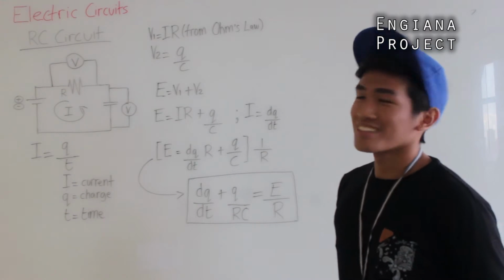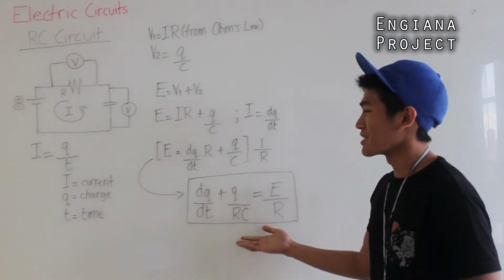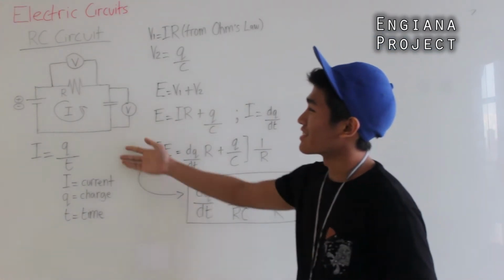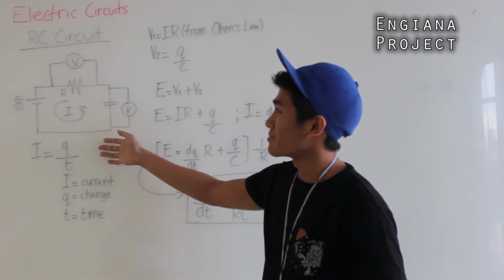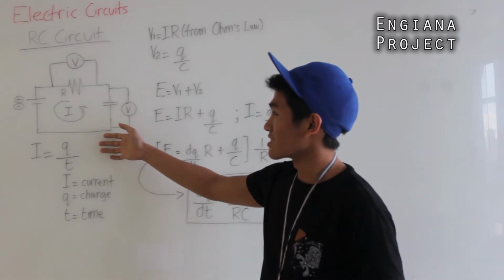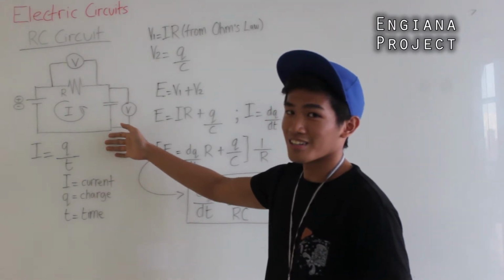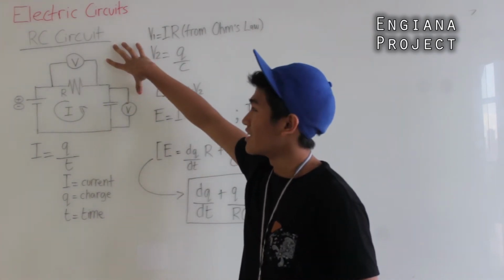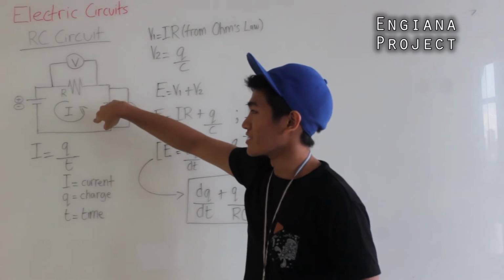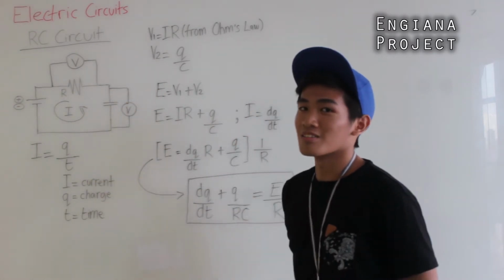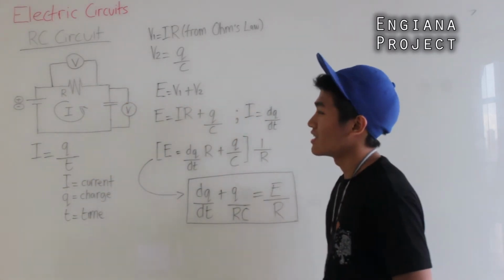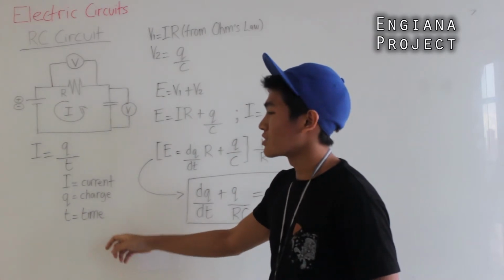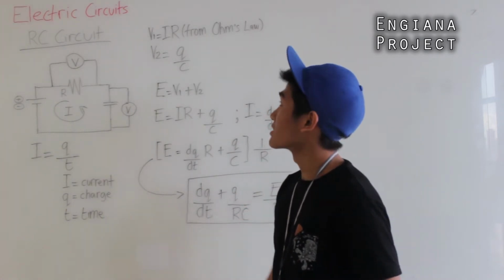I'm going to explain the RC circuit and how this formula was derived. So here we have the diagram on how the voltage, resistor, and currents are connected. Here we have two voltages, then the resistor and current. So we have the formula I equals Q over T. I is the total current, Q is the charge, and T is the time.